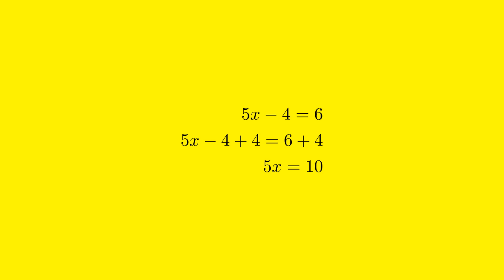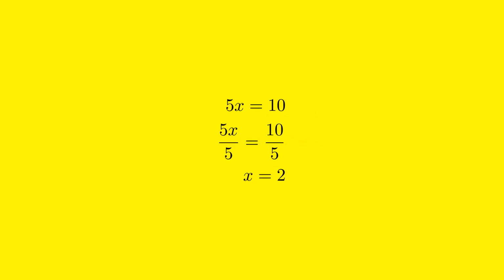So, the equation 5x minus 4 equals 6 becomes 5x minus 4 plus 4 equals 6 plus 4. On the left side, minus 4 and plus 4 cancel each other out, resulting in just 5x. On the right side, 6 plus 4 equals 10. Thus, after this step, the equation simplifies to 5x equals 10. This completes step 1. We have altered the original equation by adding 4 to both sides in order to isolate the term with the variable x.